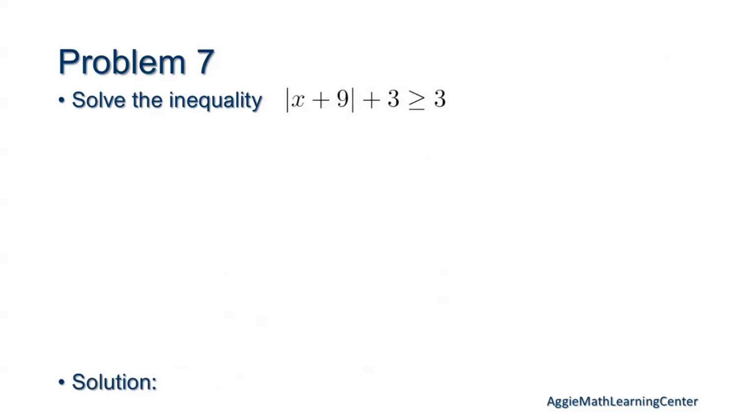Okay, so this one, you want this by itself. So how can we get that by itself? Subtract the 3 over. Yeah.